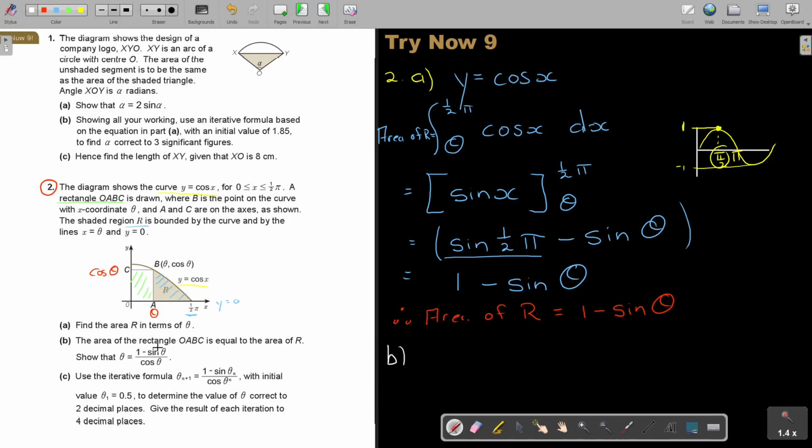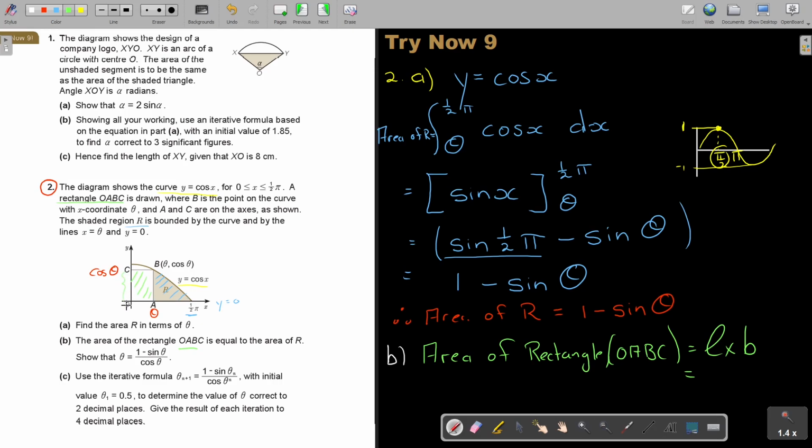The area of the rectangle is equal to the area of R. Okay, but first let's get the area of the rectangle. Area of rectangle, and if you want to name it, it's OABC. Now the area of a rectangle is just normal length times breadth. Let's call this the breadth, and we can call this the length, because it looks longer.